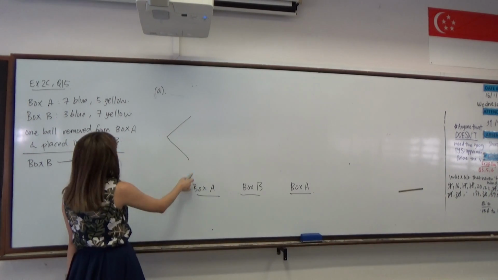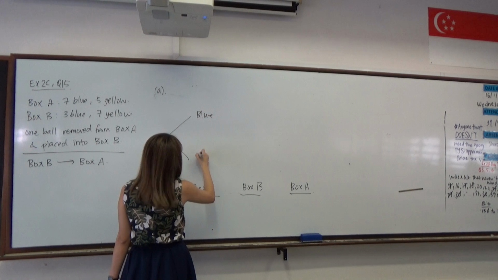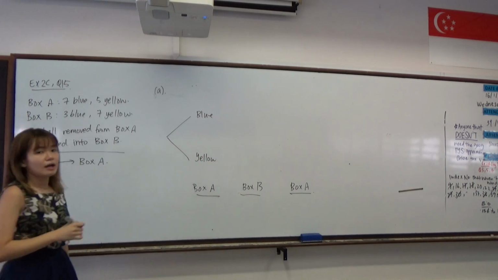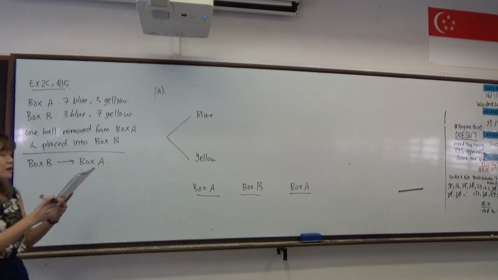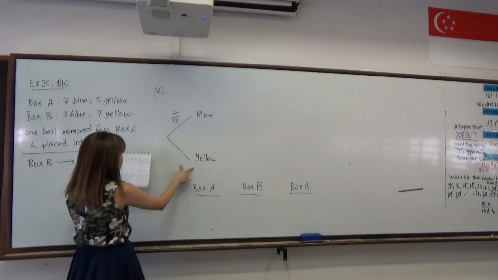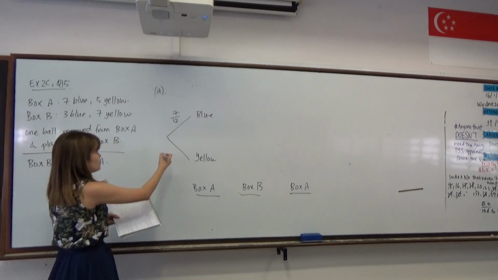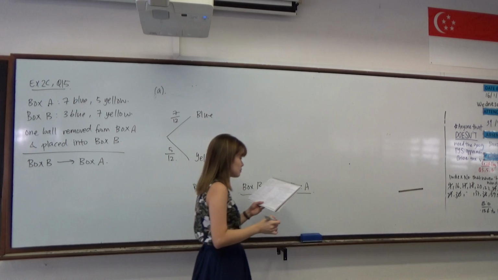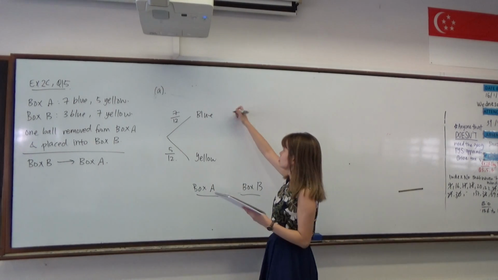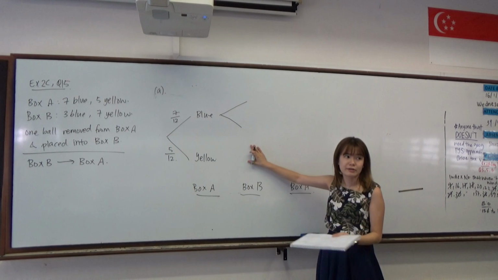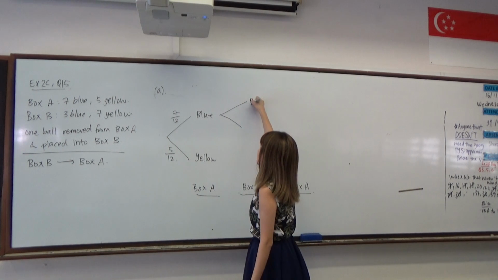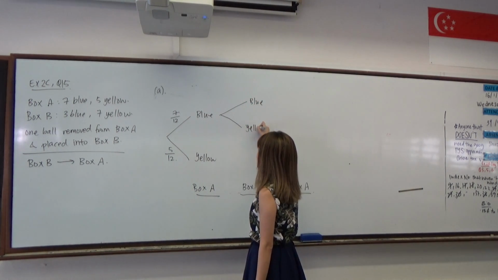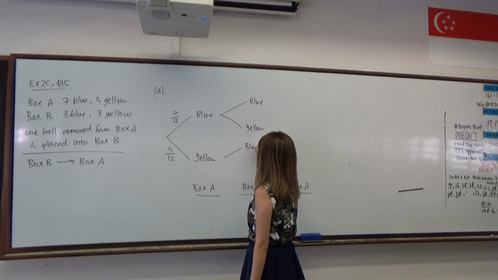So from box A itself, you can either take a blue one or a yellow one. And then what would the probability be? What would the probability be for blue? 7 over 12, right? And then the probability of taking a yellow will actually be 5 over 12. So after taking the blue one, you put it into box B. Then after that, from box B, you take out again. So from box B, it can either be blue or yellow, and then blue or yellow.